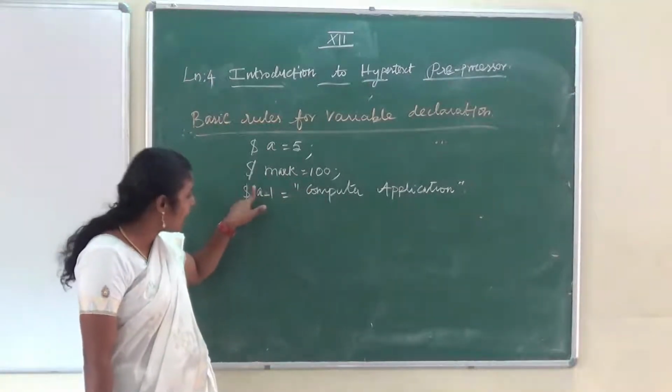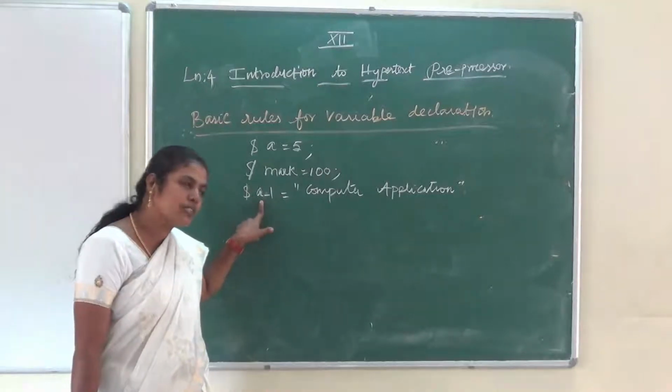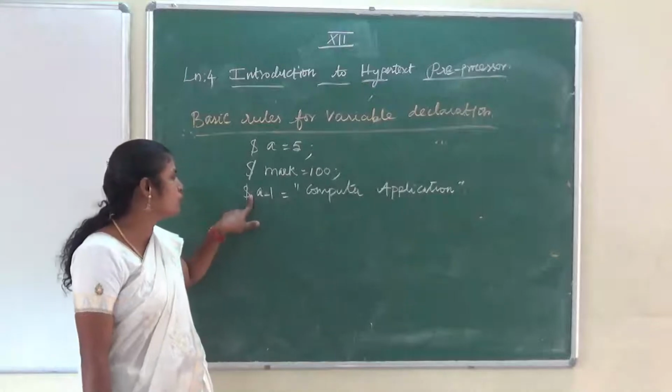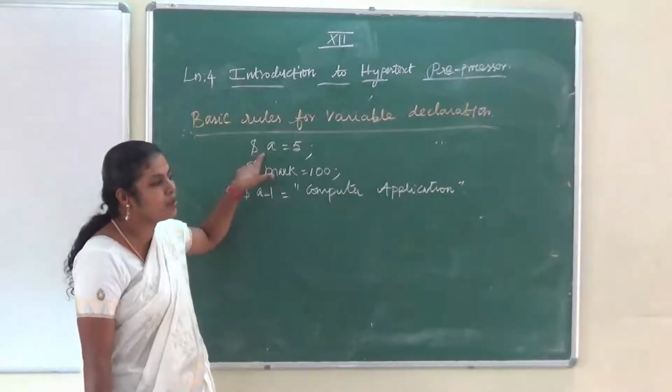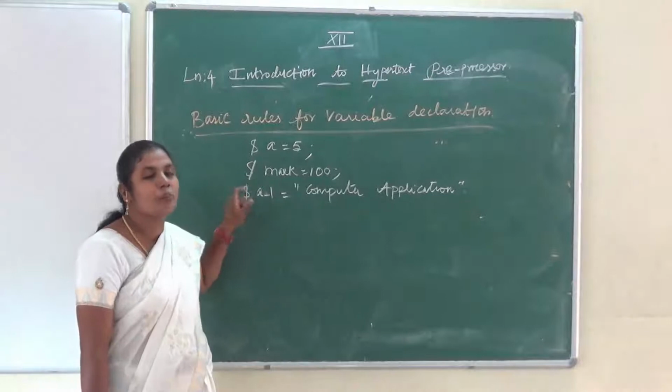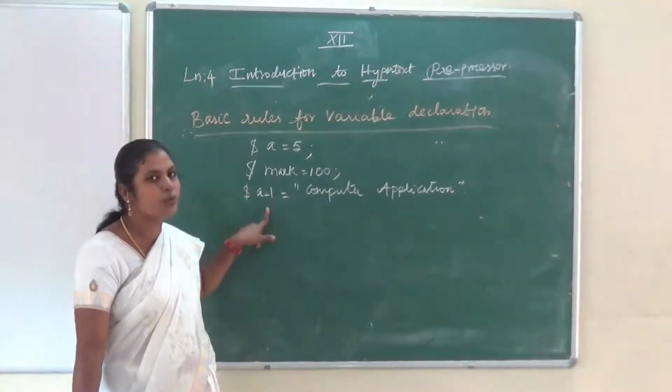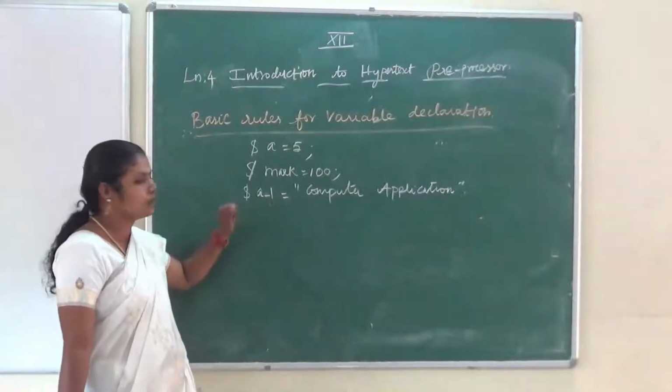Then A1. After the character we can specify special symbols, and we can specify numbers also. What is the rule? The first letter of the variable must be a character. Afterwards we can write special symbols and numbers also.